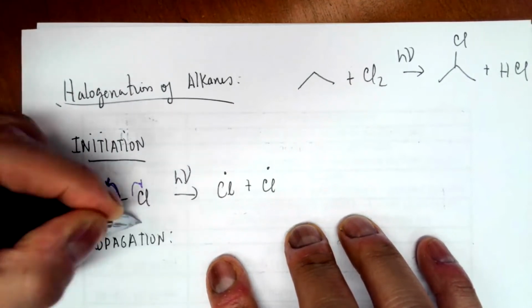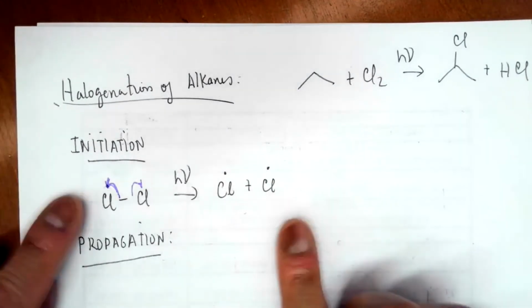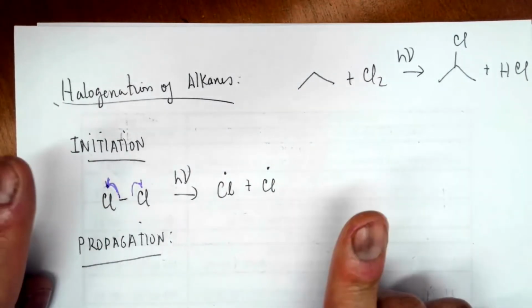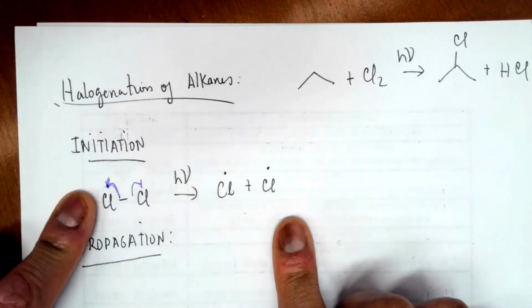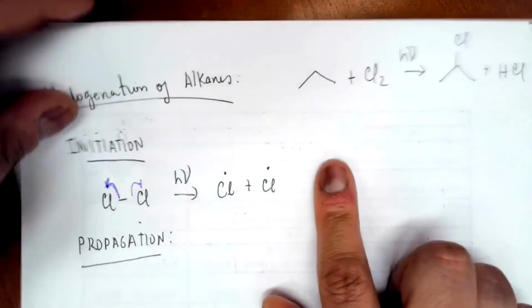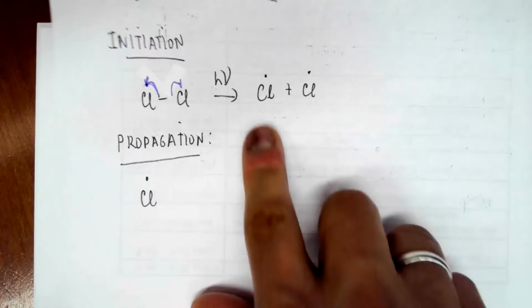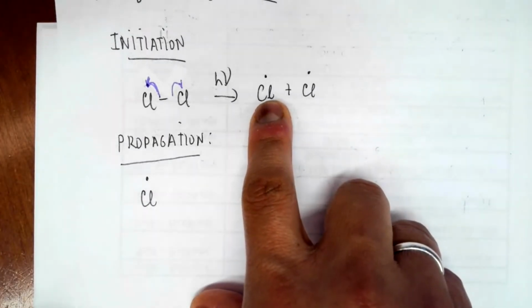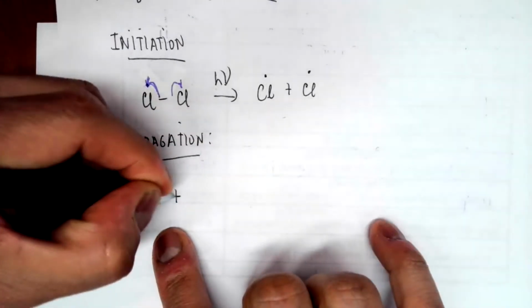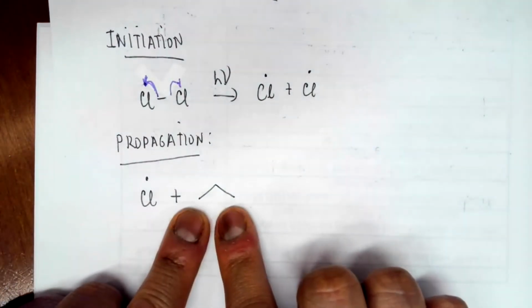Now, Professor, do all the halogenation reactions have the same steps? Yes. You only have to learn it once and just change whatever the halogen or the substrate is. In this case, this is my substrate. Next is the propagation. I bring the chlorine radical that I created and make it react with my substrate.